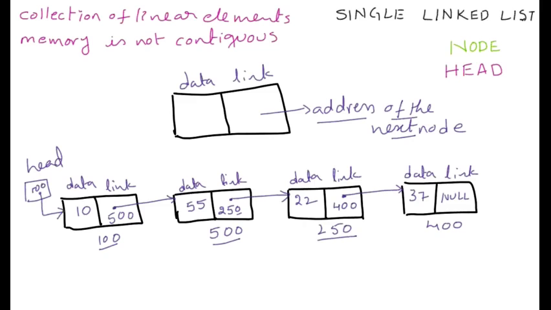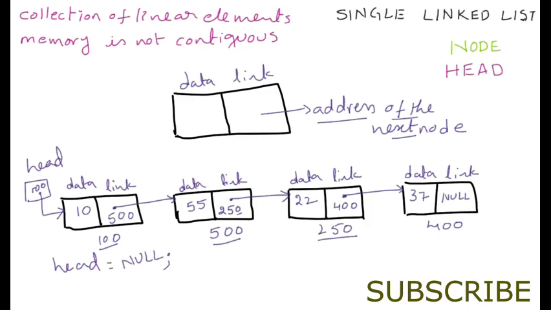If some nodes exist, the first node address must be with the head. If the linked list is empty, that means no nodes exist in the linked list, head must be filled with null. Initially, when we are coding, the default value of head must be null. There are two important points: in single linked list, last node link field is null, and when there are no nodes in the linked list, that is linked list is empty, head should consist of null.